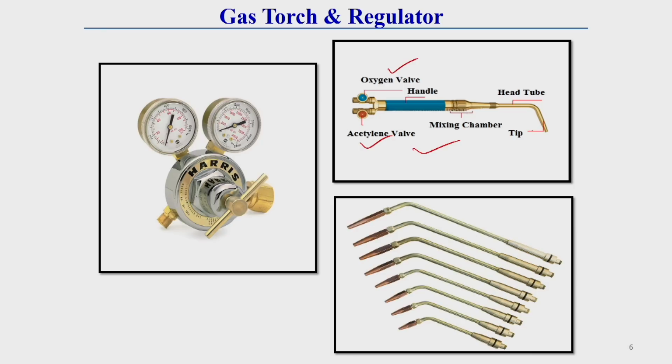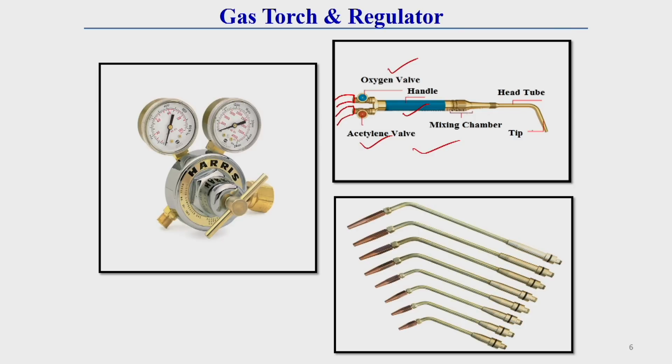Now here you see this is called the handle. The hose is connected to the oxygen valve and the fuel valve like this. By opening the oxygen valve and acetylene valve, the gas flows through this handle. Inside this handle there are two different pipes, one connected to the oxygen valve and another connected to the acetylene valve, or we can say the fuel valve.